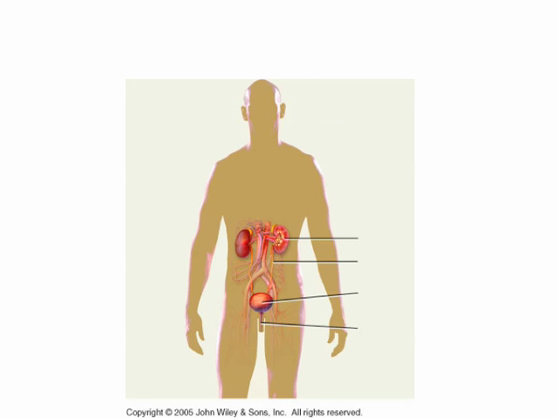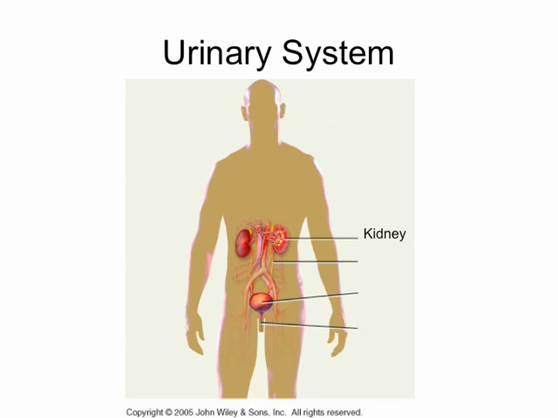This system is the urinary system. Organs involved include the kidneys, the ureter, the urinary bladder, and the urethra.